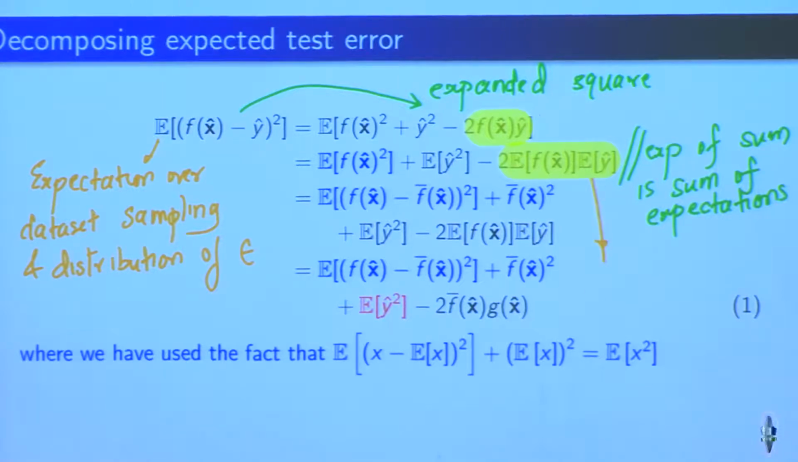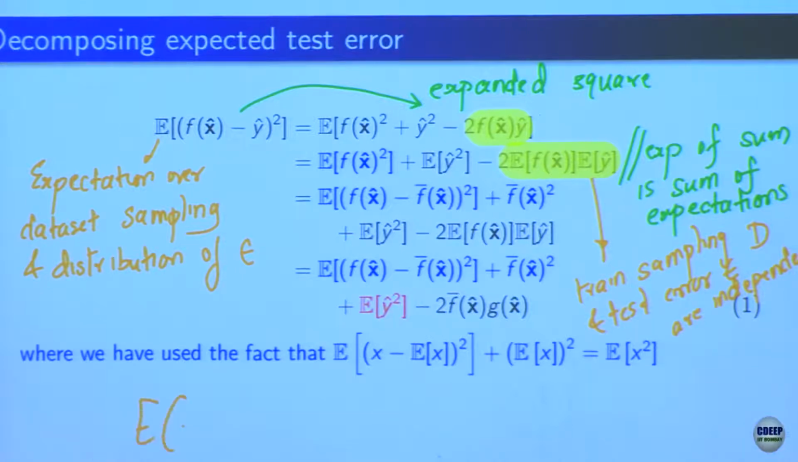And here we are assuming that the training sampling D and the test error epsilon are independent. So is that clear? So that answers your question, why the expectations multiply. You know that expectation of a product of independent random variables is the product of expectations. E of xy is E of x into E of y if x and y are independent.